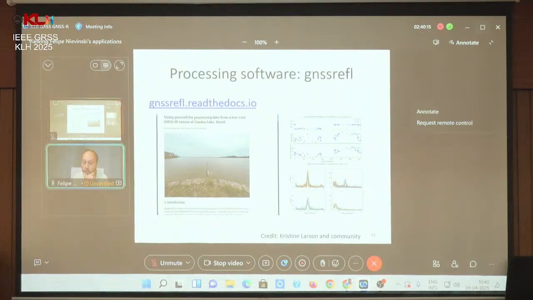And if you want to actually process your own data, be it RINEX files from your geodetic equipment or NMEA files from a low-cost receiver, you can use this software package. It was started by Kristine and now has a large community behind it. You're invited to download the source code, to run it, to modify it, and to send improvements and bug fixes.